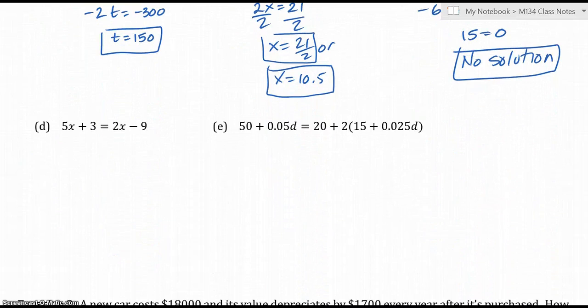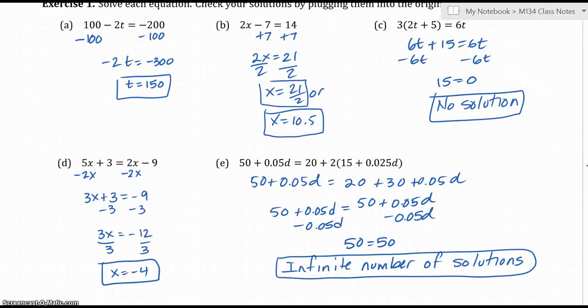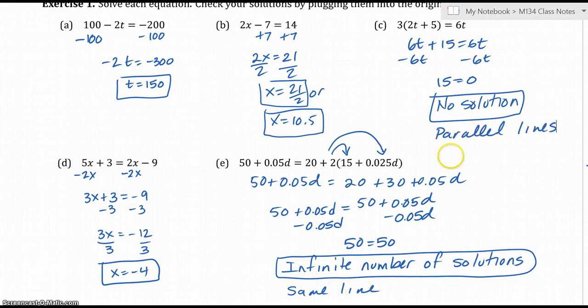D and E, the solutions to those are coming now. So part D just had one solution. That one was back to being normal. But part E, I know that's a decimal there. I went and multiplied these. I added these together, subtracted that 0.05 D from both sides, and they went away. The left side was 50 and the right side was 50. They were the same, so that's where it's the infinite number of solutions. These turn out to be the same line, where in part C, they were parallel lines.